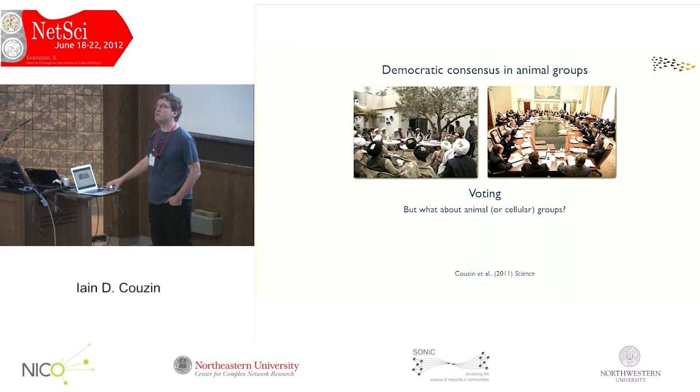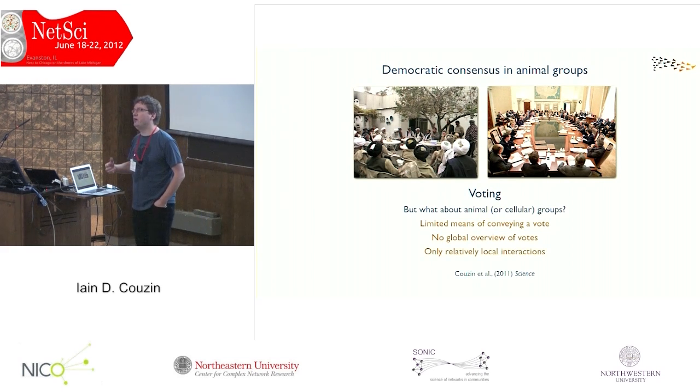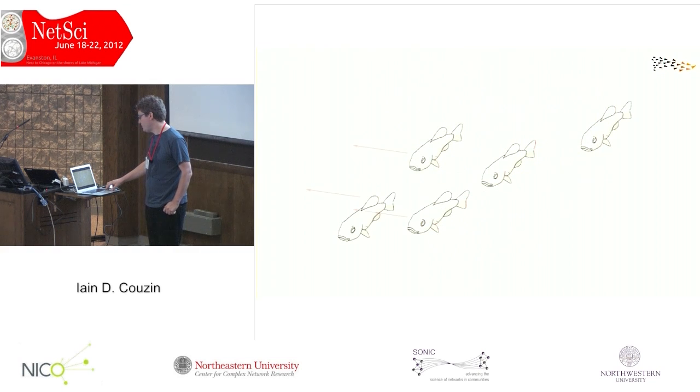But what about animal or cellular groups? Well, they've got a limited means of conveying a vote, no global overview of voting, and only relatively local interactions, and no explicit capacity to count. So does the concept of fair representation hold within animals?